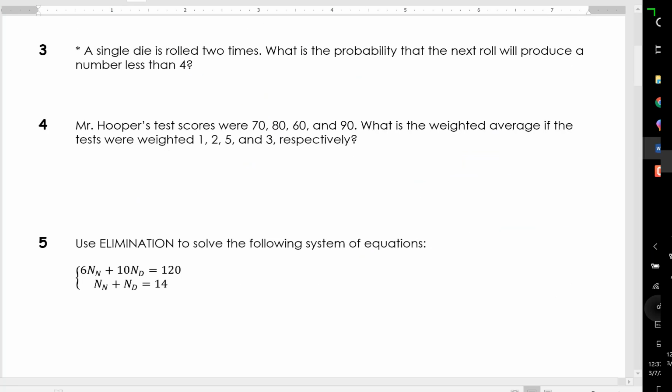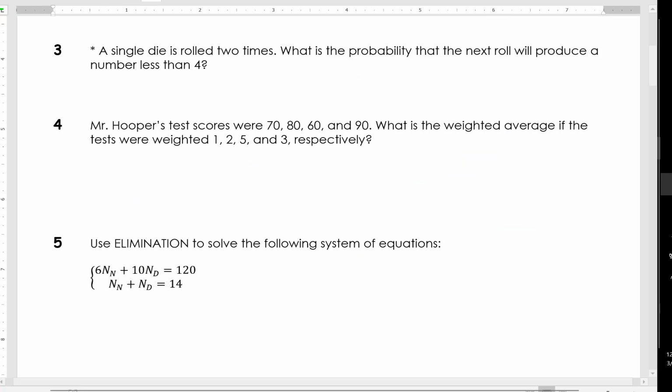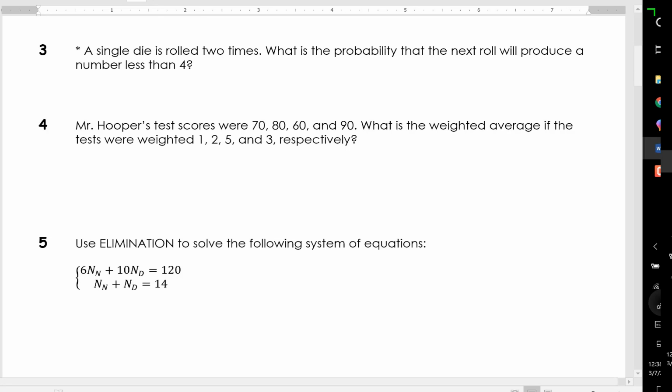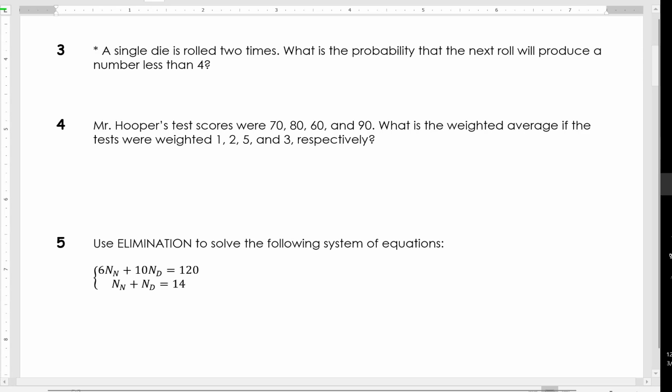Okay, when you're finding a weighted average, like on number 4, let's look at number 4. It says Mr. Hooper's test scores were 70, 80, 60, and 90. What is the weighted average if the tests were weighted 1, 2, 5, and 3, respectively? All right, so when you have a weighted average, what you're saying is, I want to pretend that this test counts this many times, as if you took it this many times.